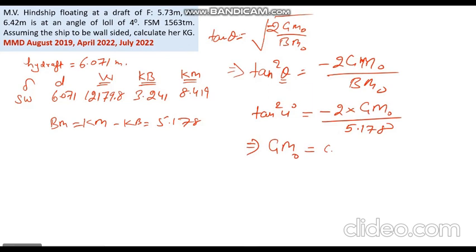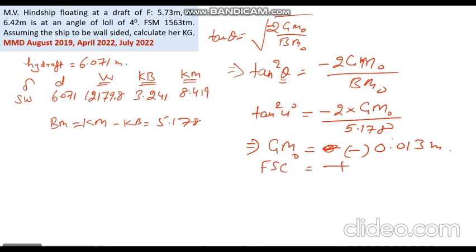Negative 0.013. Can somebody validate it? Yes sir, correct. The question wants KG. Now KG will be solid KG. So what do we have? This will be GM fluid. To make GM fluid into GM solid, we will add FSC. So calculate the FSC.